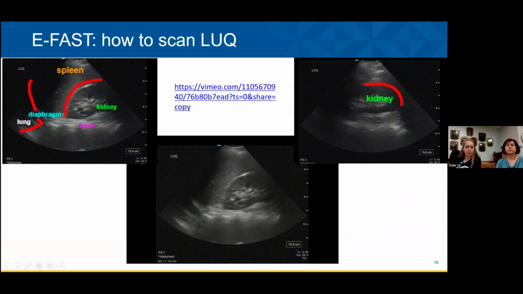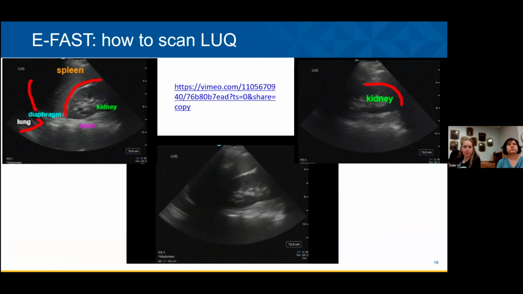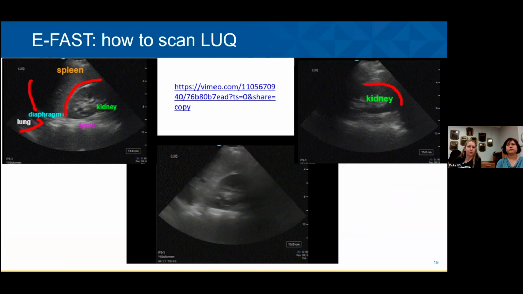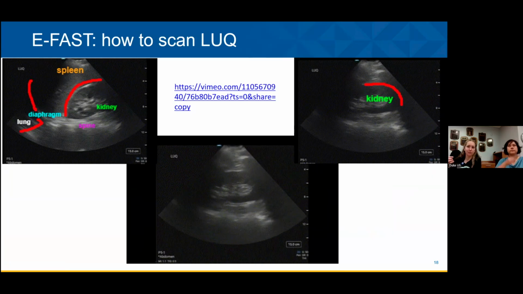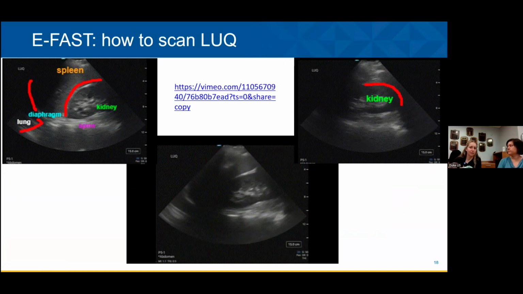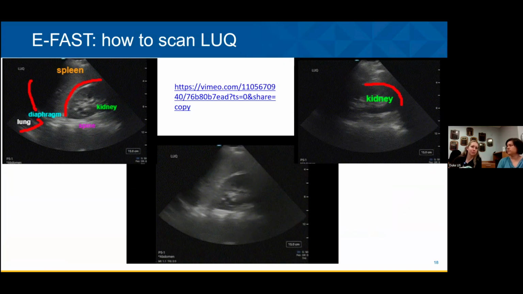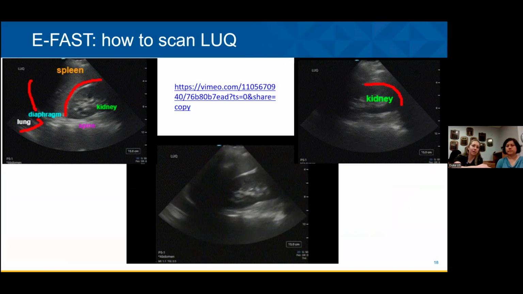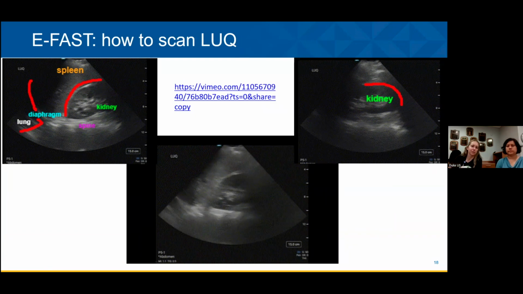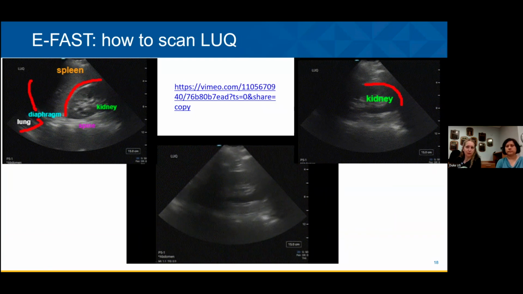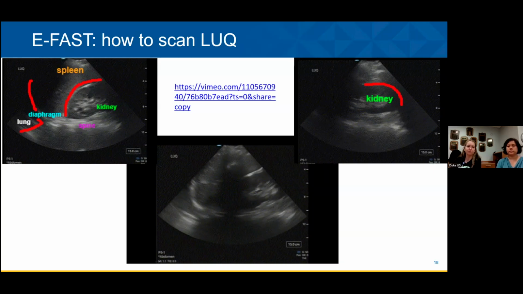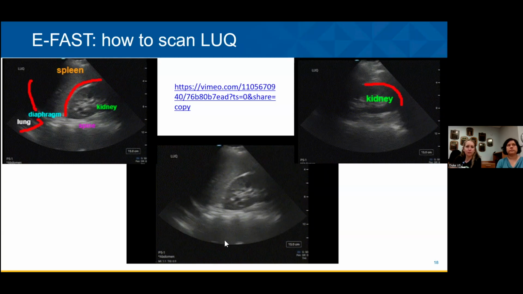Similar, except when you're scanning the left upper quadrant, it's typically more posterior than the right upper quadrant. I'm right-handed, so I usually stand on the patient's right side and have to reach all the way over the patient. I usually end up with my hand or my knuckles on the bed. These structures are a bit harder to find. The kidney is more posterior, and that is the challenge of the left upper quadrant. But here we're assessing for free fluid between the spleen and the kidney, or above the diaphragm as well.